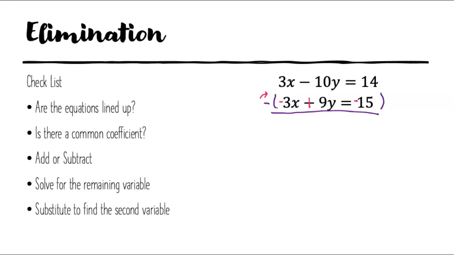So let's look at this. 3x minus 3x, we canceled that on purpose. Negative 10y, positive 9y. That would be negative y or negative 1y equals 14 and negative 15 equals negative 1. Still solving for y, and I got that negative there, so I'm going to divide both sides by negative 1. And I now know that y equals 1.